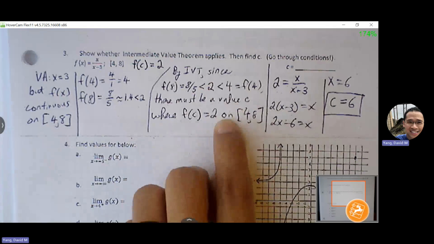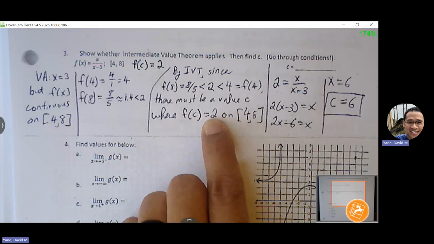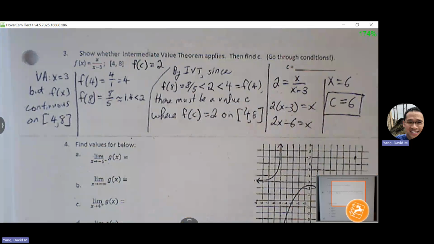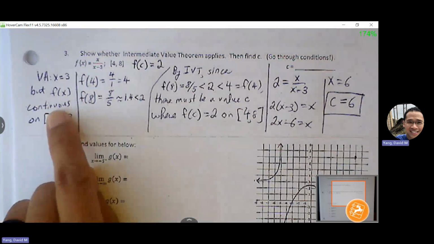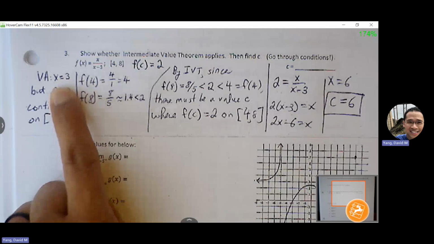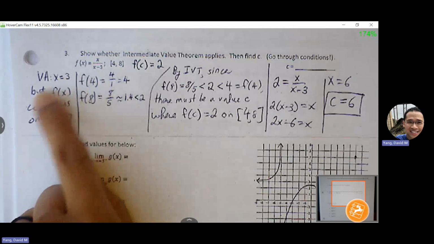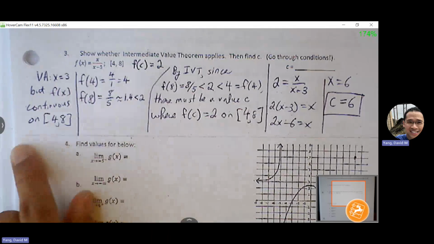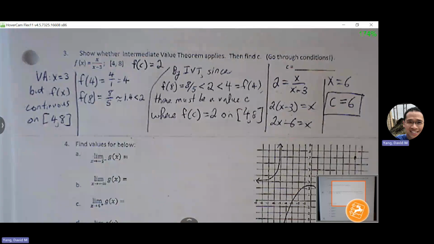And then once I've confirmed that there's a C value that's guaranteed to live between, I'm now looking to see where that ordered pair is. What x value? Right, I check for continuity by looking for asymptotes and holes. I did find one, but it did not interfere with my interval, so I can safely say my function is continuous on the interval.